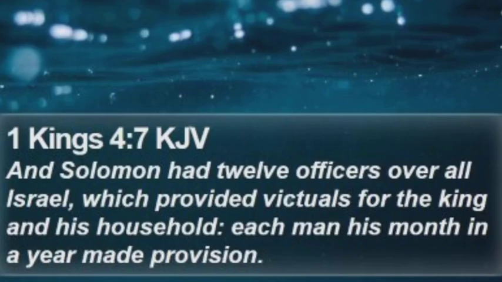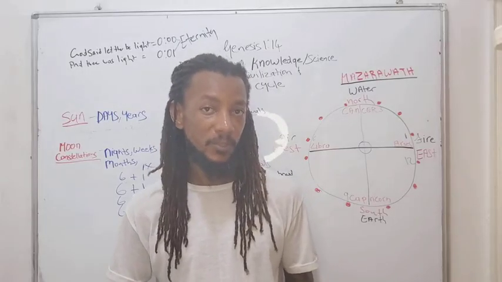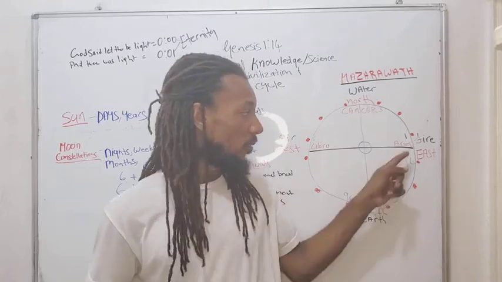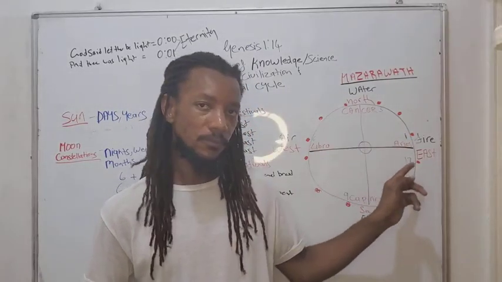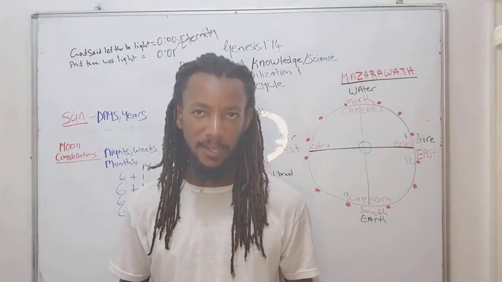And Solomon had 12 officers over all Israel, which provided victuals for the king and his household. Each man his month in a year made provision. How many men? 12. How many months? 12. So now we're going to look at the calendrical cycle.